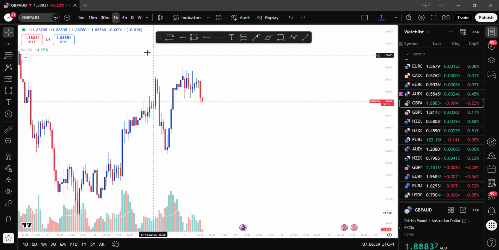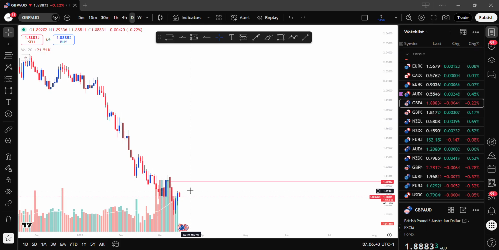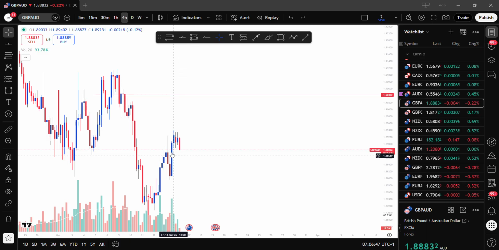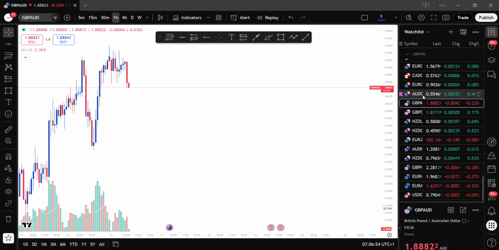If you come to the GBP AUD, on the GBP AUD daily time frame, the market wants to buy to this point. Let's see if that's going to happen on the 4 hours time frame. Let's go to the 1 hour since that was on the daily time frame. There is no clear entry yet on 1 hour, so let's just be patient.